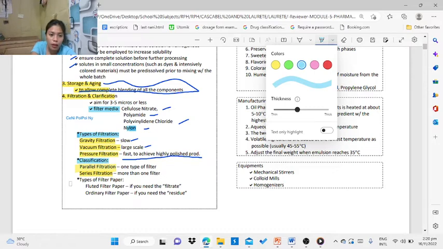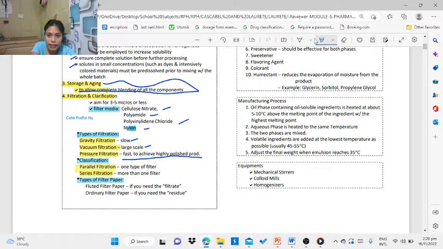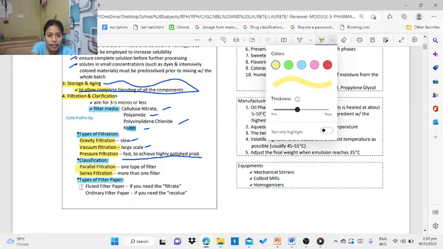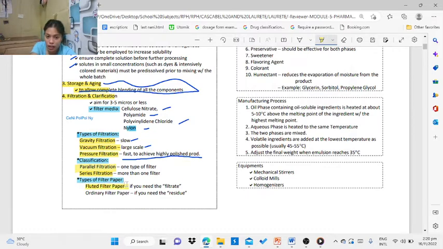And again, we have types of filter. We have the flatted filter. If you need the filtrate, you will use the flatted filter. The residue is what attaches and remains on the filter, so for residue, use the ordinary filter.